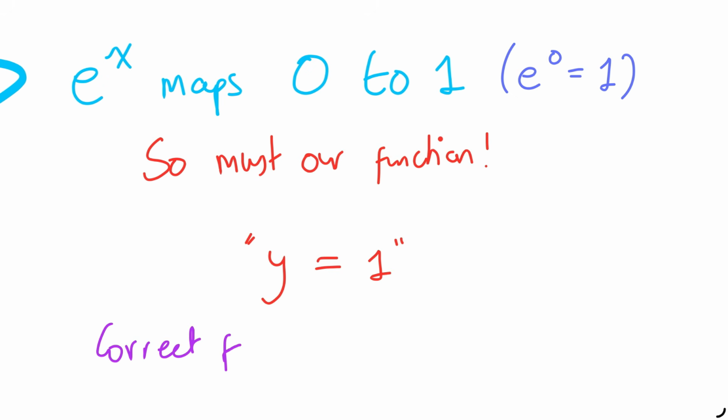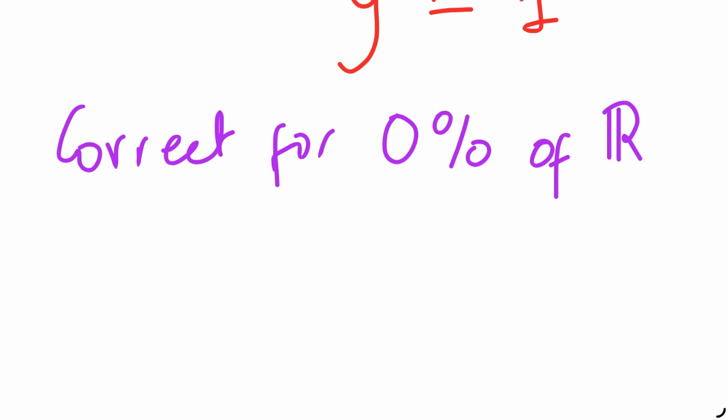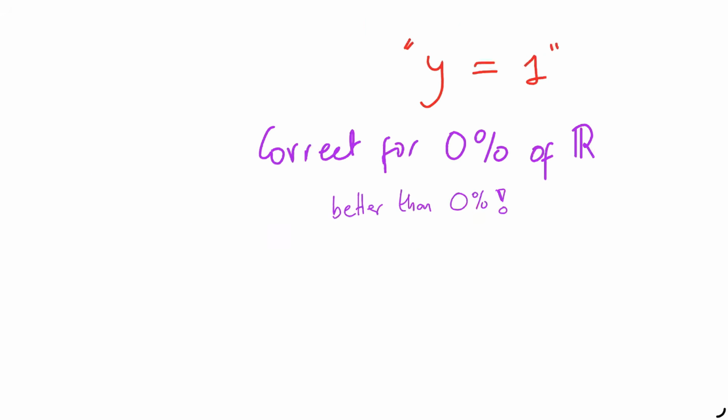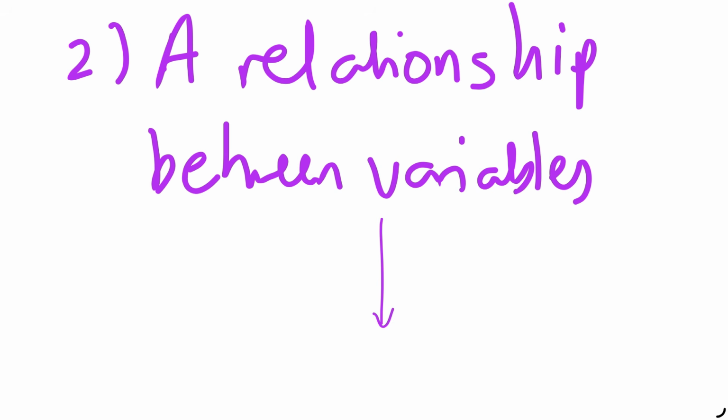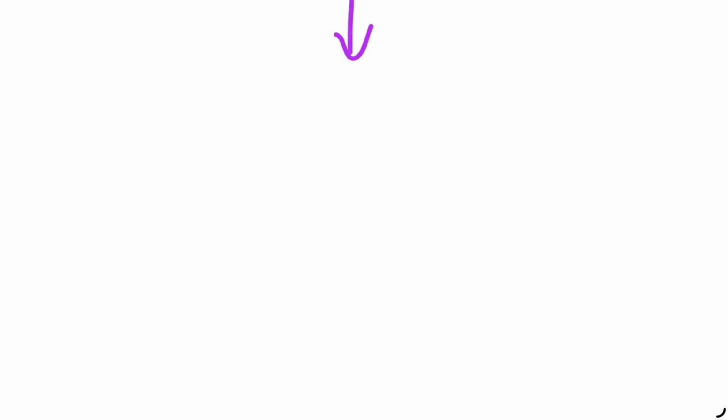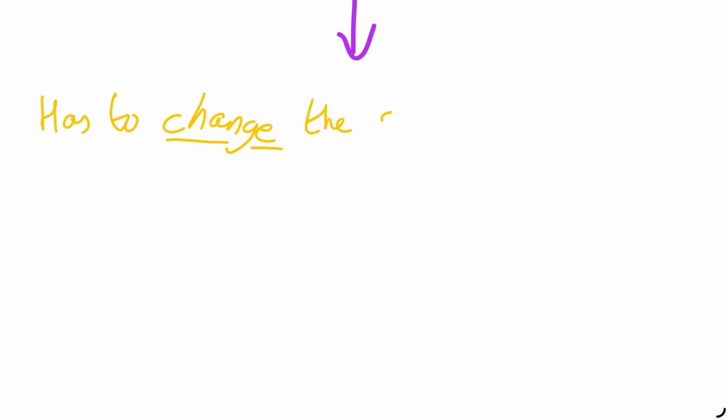Cool. We now have an approximation which is correct for 0% of the real numbers, which is actually marginally better than our previous 0%. To try and up that percentage even more, we can turn to our second interpretation of a function, a rule which tells us how an output changes as the input changes. We want our approximation to have the same rate of change as the original function, or in fancier terms, we want them to have the same first derivative.